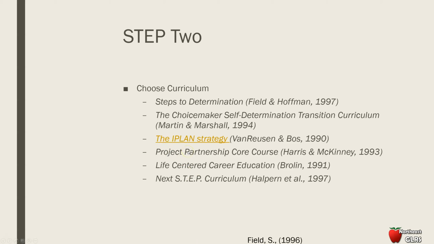Project Partnership Core course is a model program for increasing self-determination through the arts. It has 20 to 40 sessions teaching visual arts, creative movement, music, drama, and creative writing. It gives students opportunities to establish a goal and make a plan to accomplish it, make choices, work independently, initiate plans, and self-evaluate in very motivating and reinforcing ways.